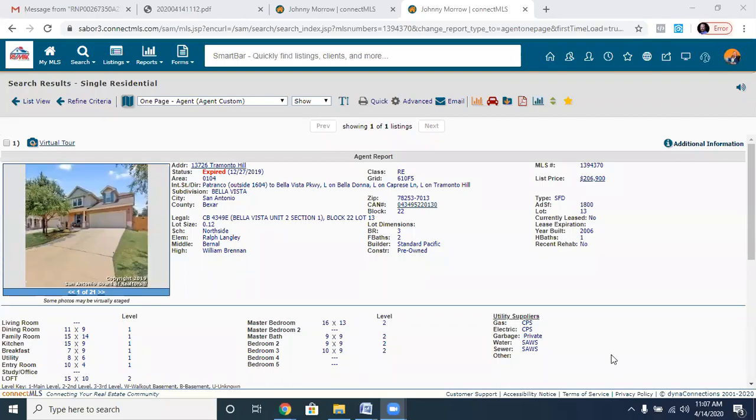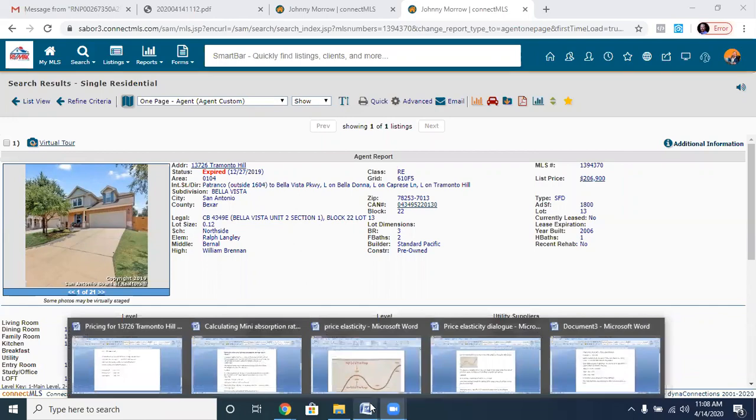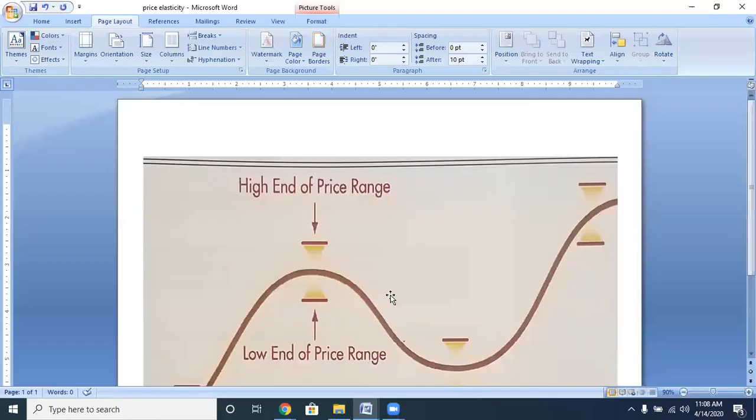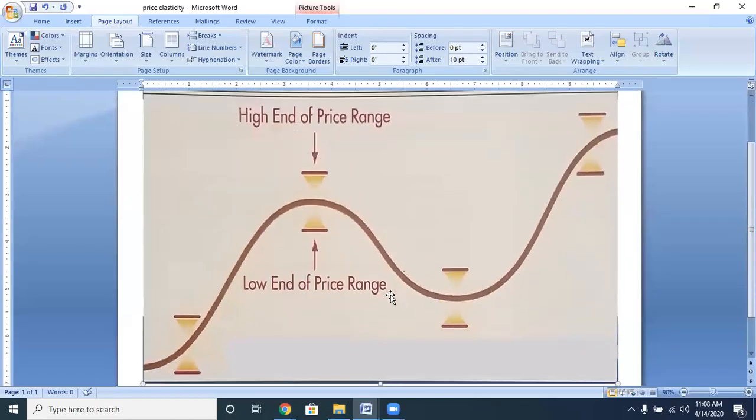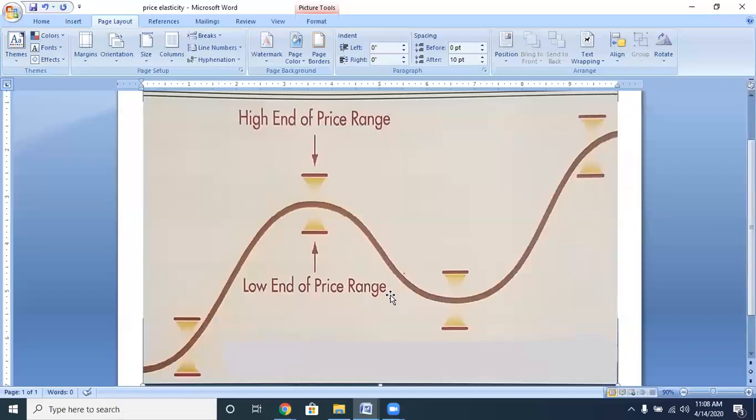All right, for the purposes of today's training, I'm using this property, Tremonto Hill. It's one that I had used before, and so I'm just going to use the same concept of coming up with pricing for this property. This property actually expired back in December, but we're going to go through the pricing on this anyway. So the first thing that I want to go through is the concept that we're going to use, which deals with this slide right here.